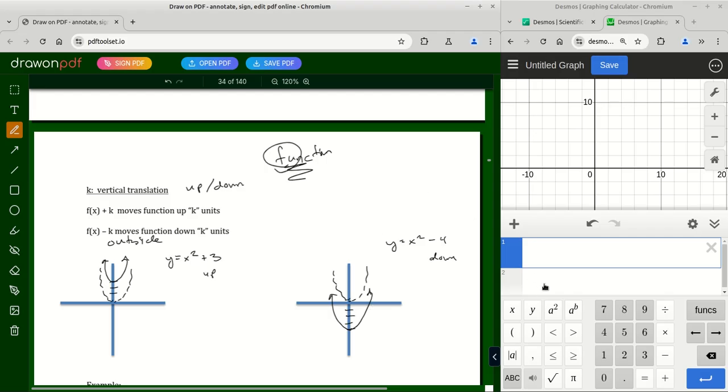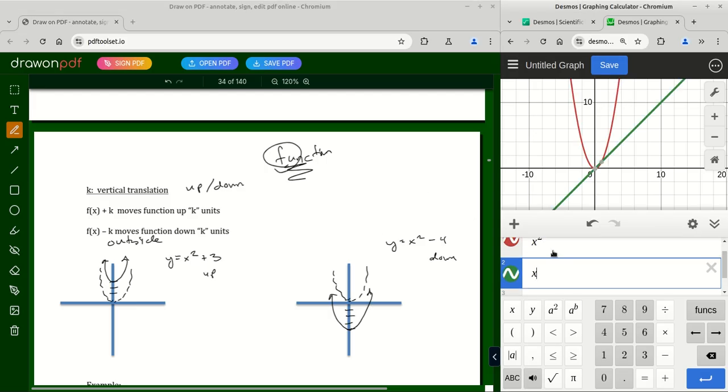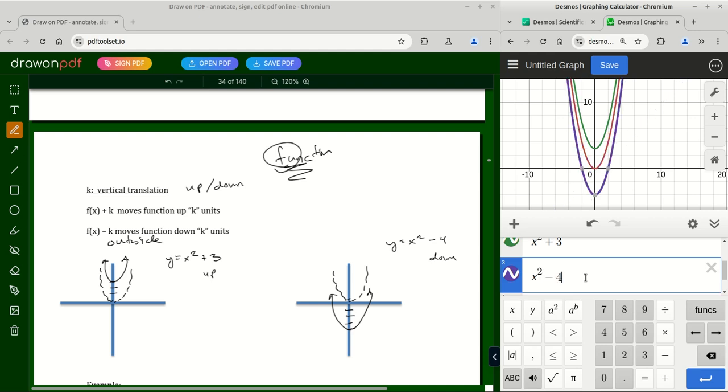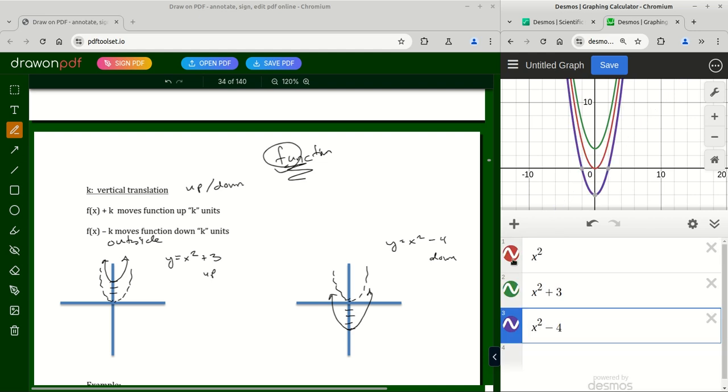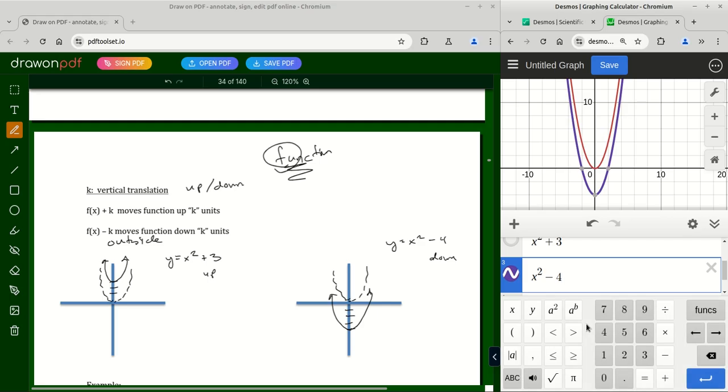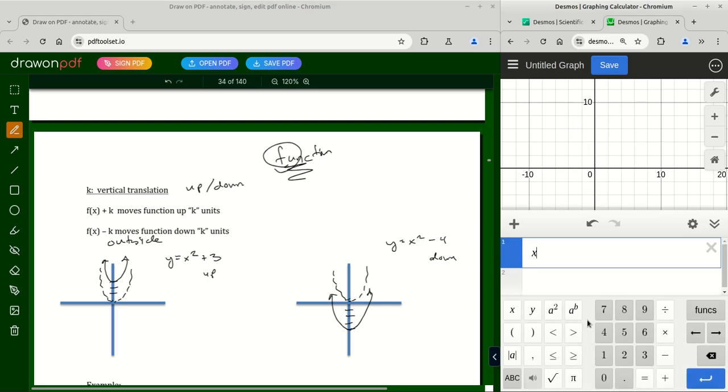All right, let me just show you in Desmos. Let's say I had x squared, and then x squared plus 3. You can see the red original, and then the green above it. Or you can say x squared minus 4. Now you can turn that one off. The original is red, and now you've got your purple below it. That's fine, but your homework will not be so Desmos graphing-y.